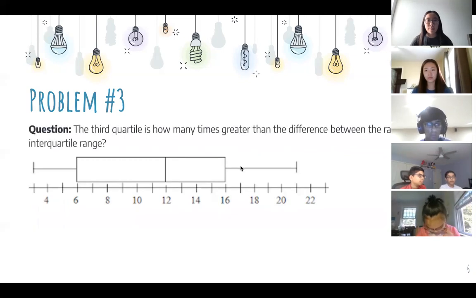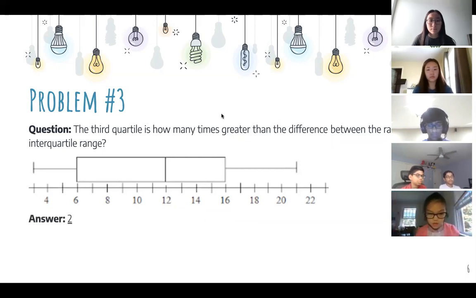Okay, so problem number 3. The third quartile is how many times greater than the difference between the range and the interquartile range? Okay, so mostly everybody's already saying that the answer is 2, and this is correct.